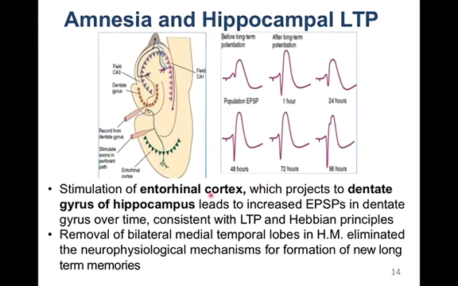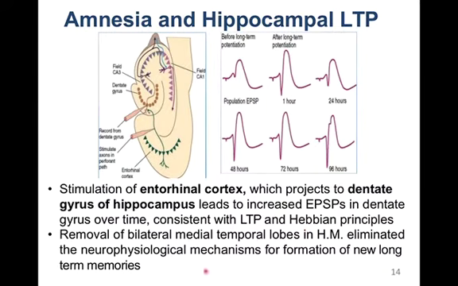This is simply a reminder that if you stimulate the entorhinal cortex, it does project through the dentate gyrus, and we looked at that circuitry previously, and that can be used to induce LTP. Okay? And we saw previously an experiment that you can do, the paired pulse protocol, where with time you will increase the amplitude of EPSPs, which is consistent with LTP and consistent with Hebbian principles.